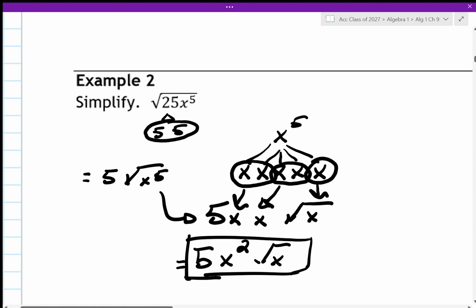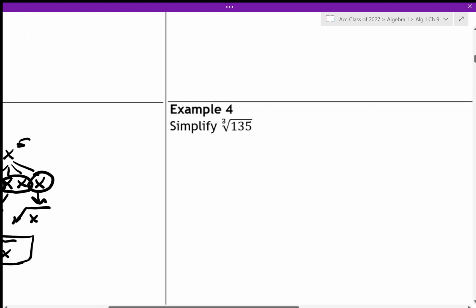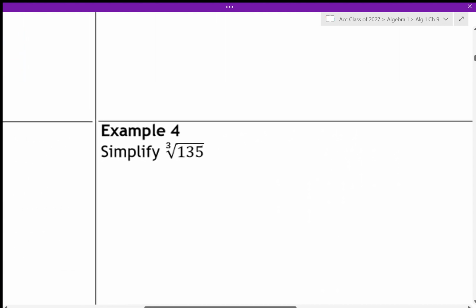Example 2 here really only relied on rule number 1 that we had above, because rules 2 and 3 had to deal with fractions, and there was no fraction in here. All right, let's look over here, and I think this is number 4. Ooh, example 4. We look right here, and we've got an index of 3 now, right? So it's a cubed root.